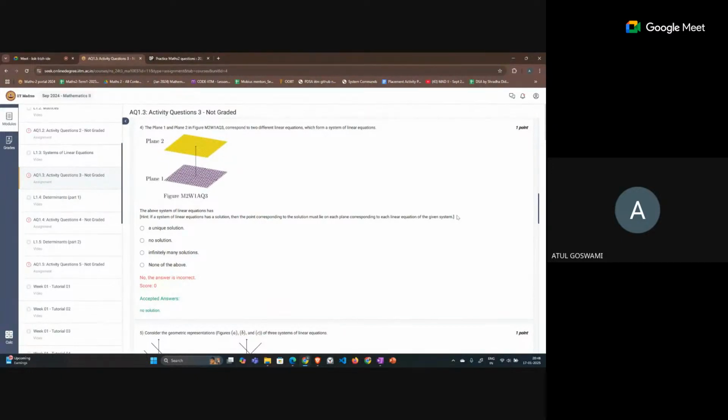Will your statement be true if there are three planes? It will be the same. It depends: if the planes are parallel, or suppose there are three planes and two planes are intersecting but one plane is not intersecting, in that case there is no solution. If three of the planes are intersecting at a single line, then again there are infinite solutions.